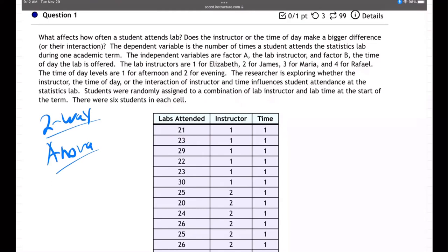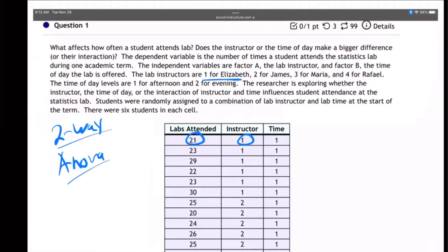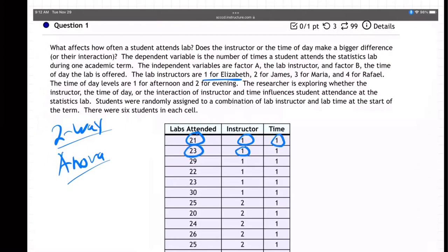All right, so basically, this student attended the lab 21 times. They had instructor number 1, Elizabeth, and the time they went was daytime. Oops, sorry, my pen's not working there. It was daytime. And then this person went 23 times. They also had Elizabeth in the daytime. So all these people in this section, 1, 2, 3, 4, 5, 6, all had instructor 1, Elizabeth, in the afternoon.